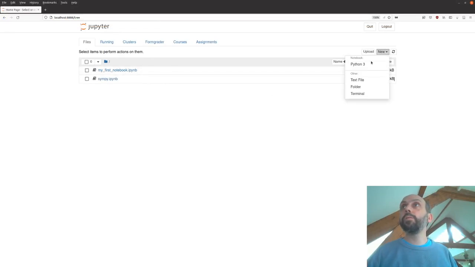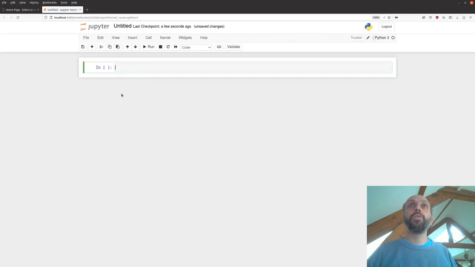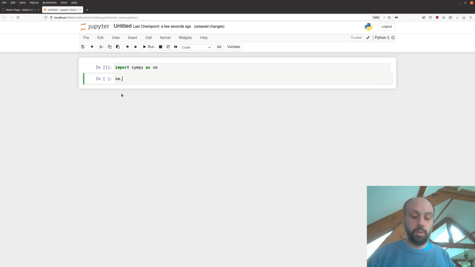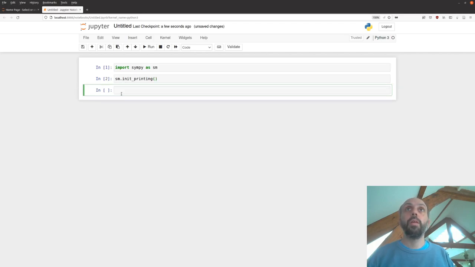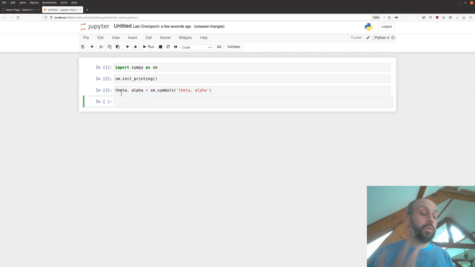Let's make a new notebook, so we can solve these same equations that I just did. Import SymPy as sm, and I will sm.init_printing. Now, we had a couple of angles there for the swings. We had an alpha and a theta. And then we have these direction cosine matrices that we can formulate.